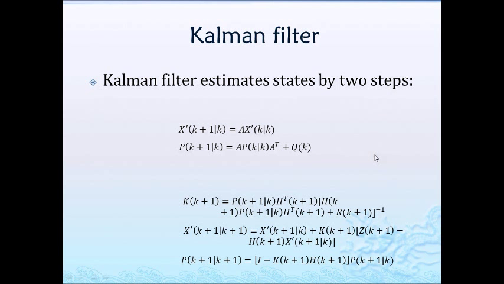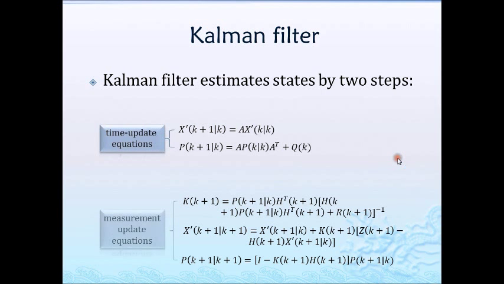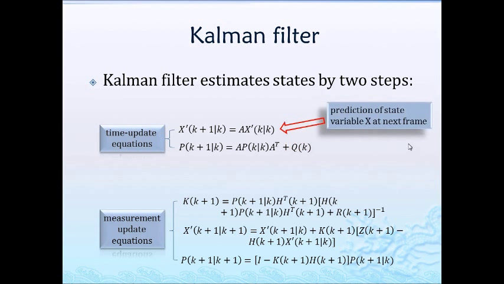Kalman filter will estimate the state variable in two steps. One is the time update equations. The other is the measurement update equations. The first equation is the prediction of the state variable x at the next frame. And P is the error covariance matrix.